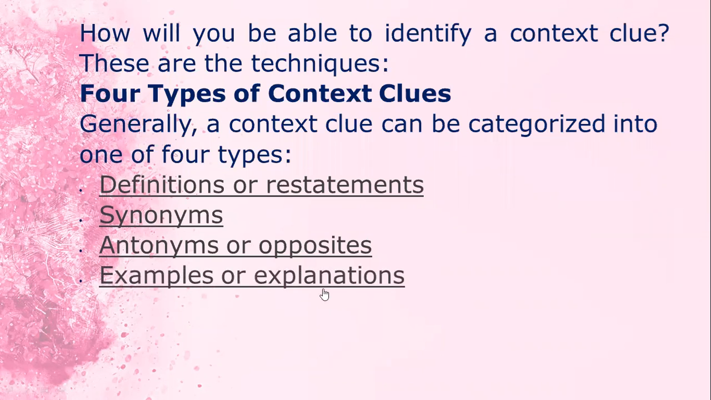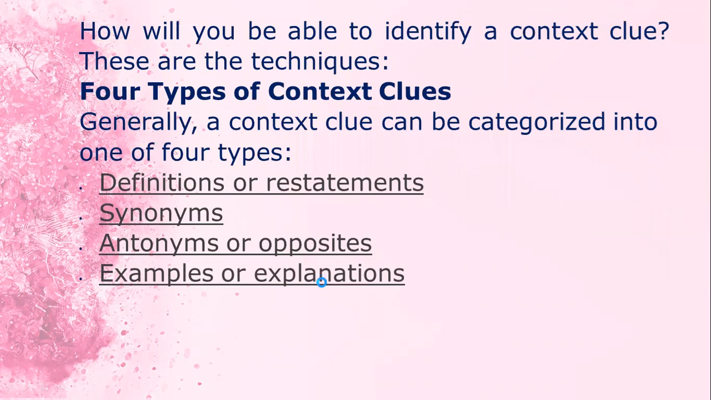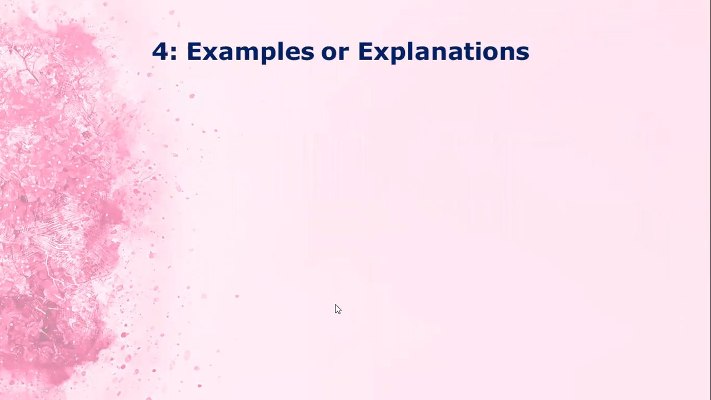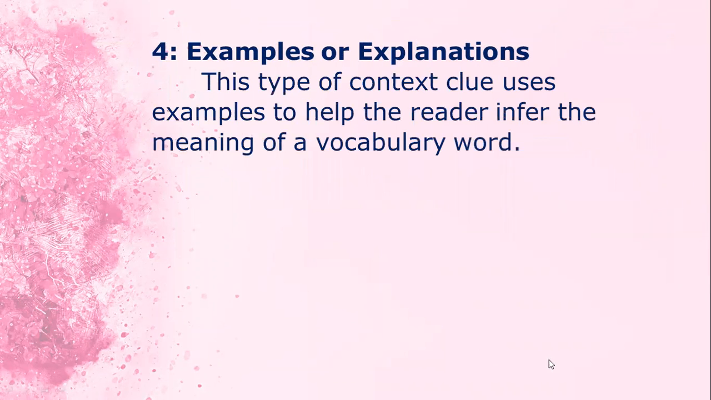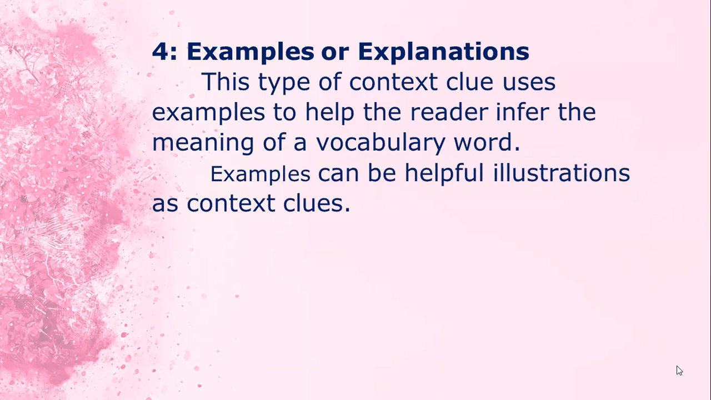Examples or explanations. That is the fourth one. This type of context clue uses examples to help the reader infer the meaning of a vocabulary word. Examples can be helpful as illustrations and context clues.